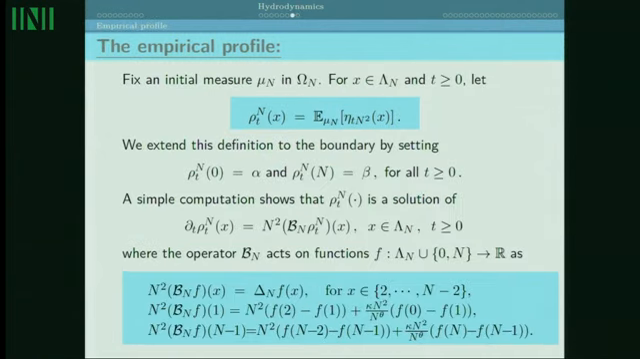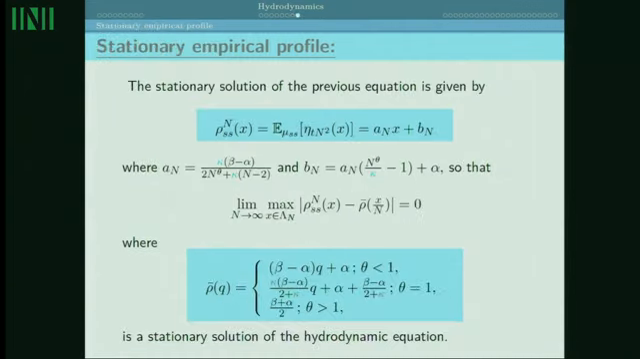We have this equation here. This is a discrete equation, and we can compute the stationary solution for this equation. We can make this computation and check that it is exactly linear, given by a_n x plus b_n. And it's not difficult to show that this empirical profile converges to the stationary solution of the PDE, which we have seen before. So it converges to this function rho bar, which is just a stationary solution of the hydrodynamic equation.